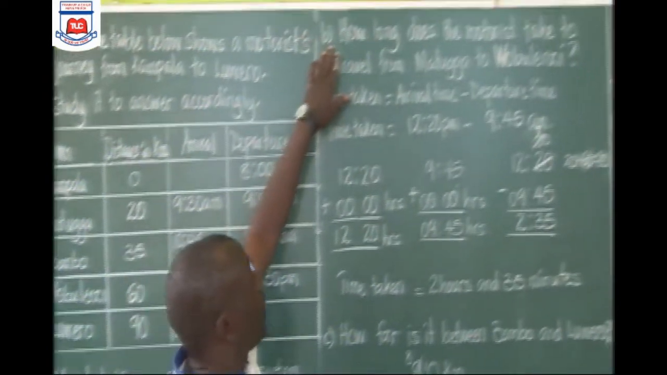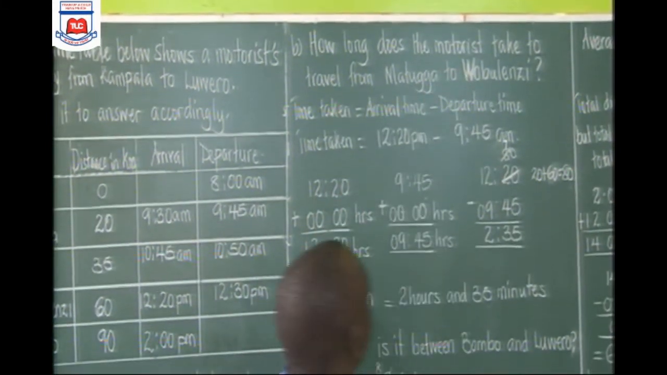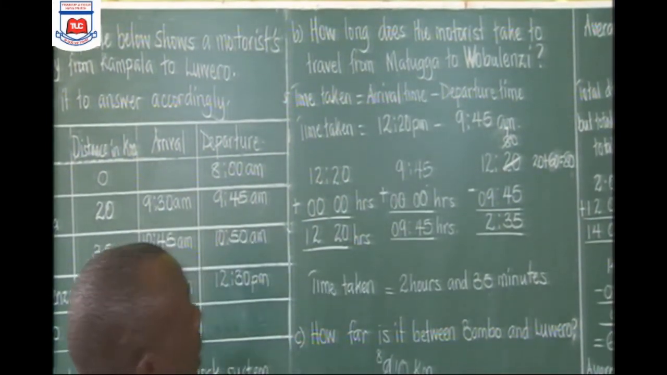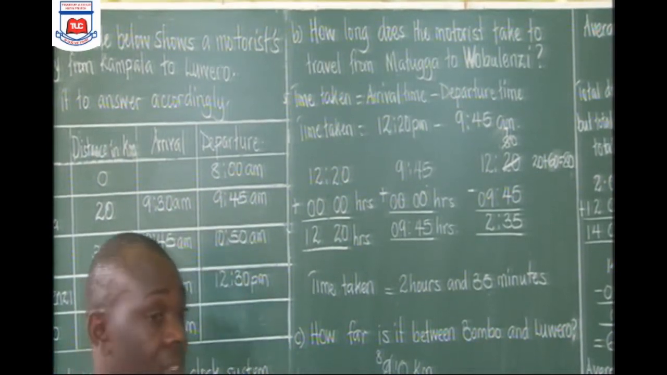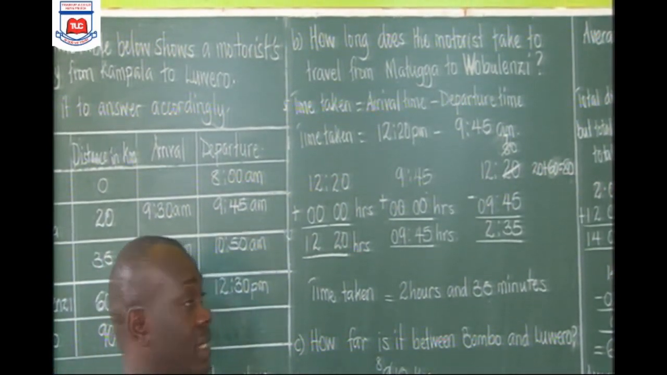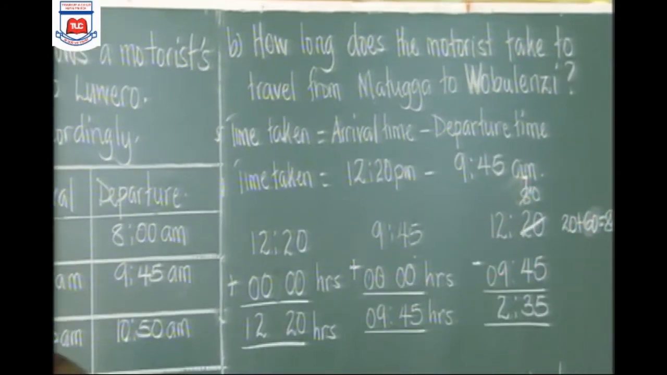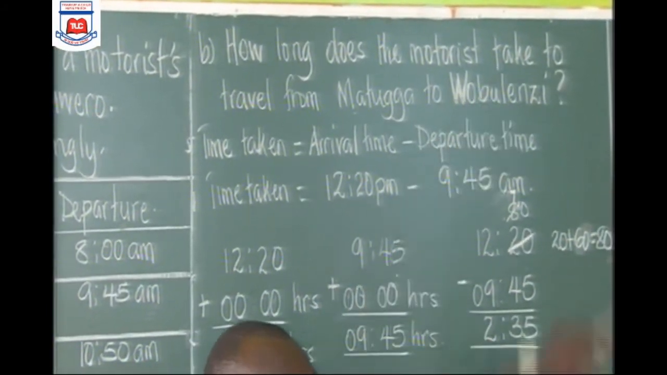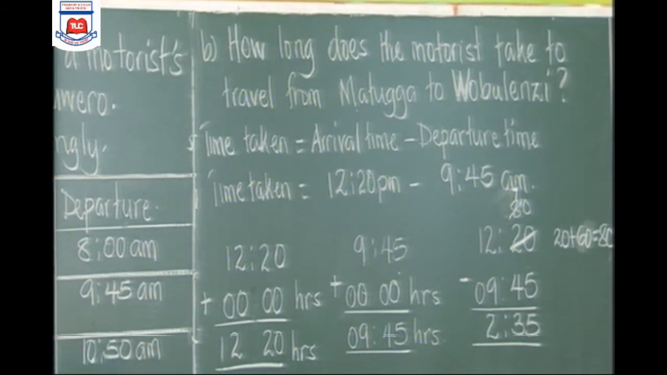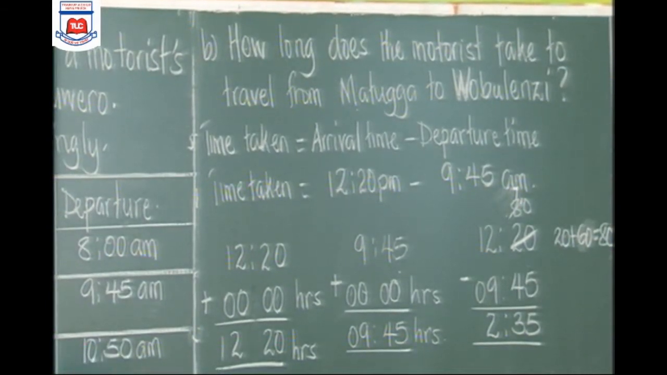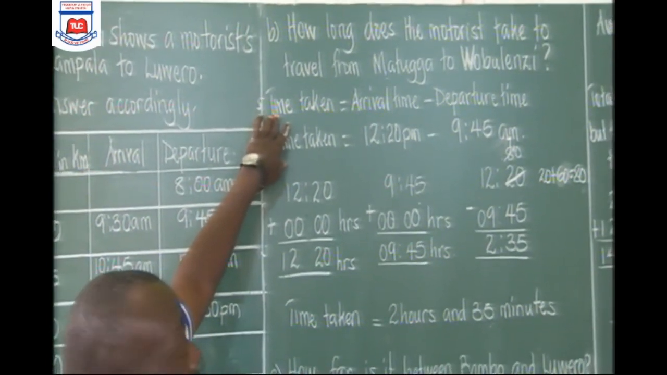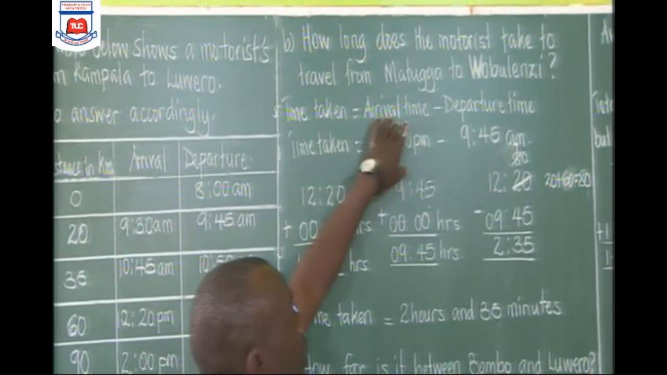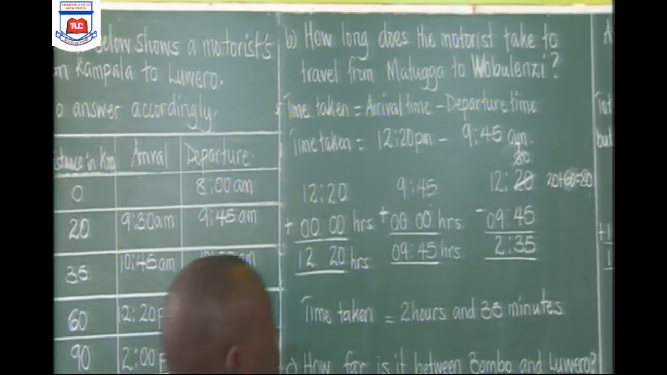Then part B: how long does the motor take to travel from Matuga to Wobblins? How long? The absolute noun is length. So wherever you see long and the corresponding word take, that is length of time taken that one asks for. So therefore, you say time taken, remember there are 2 different places, is equal to arrival time minus departure time.